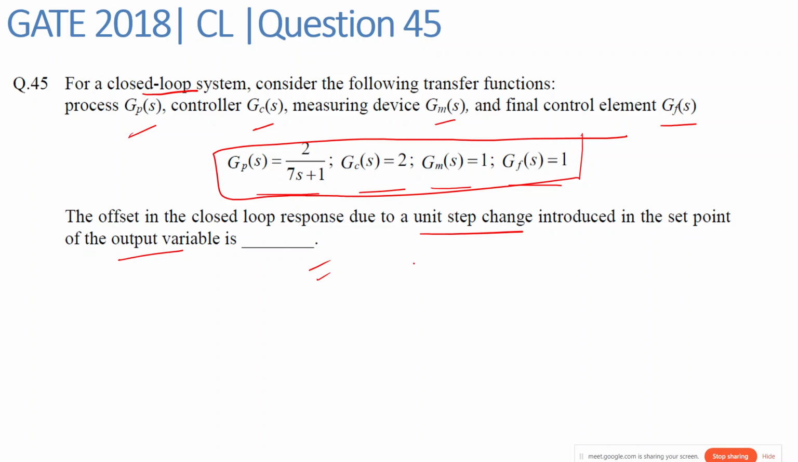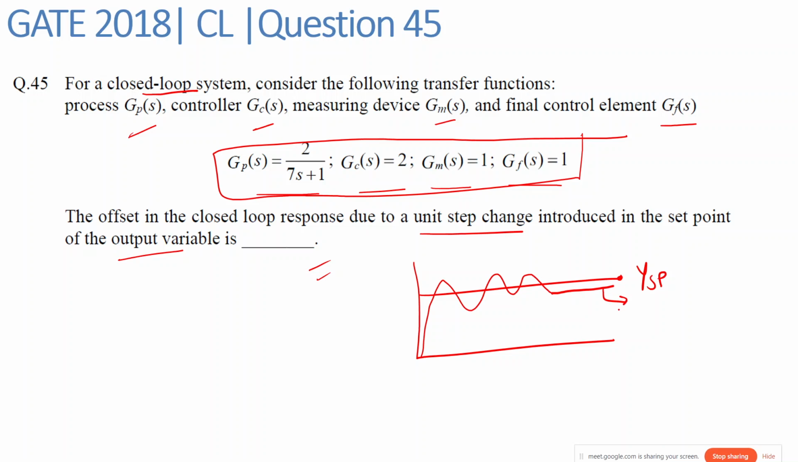So how do we define offset? Let's say I'm giving a set point, let's say YSP, to the system, and I am implementing a controller, a closed loop system, to reach this set point. So offset is defined as, let's say after taking the control action, it reaches this ultimate value. So this difference is known as offset. The controller might not reach this set point accurately, and this deviation we call offset. So let's take a look at the video solution.